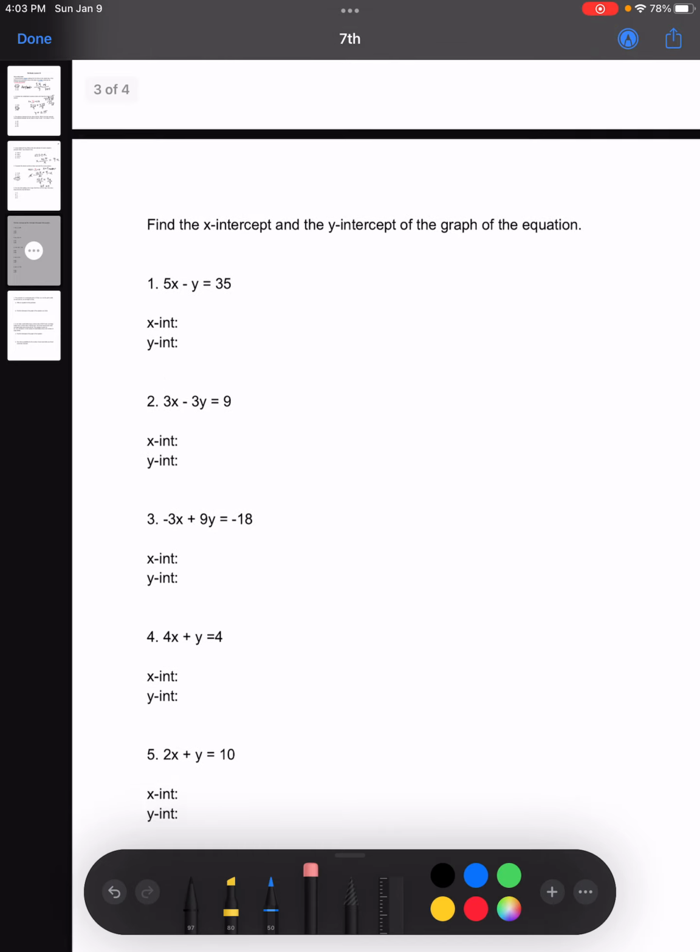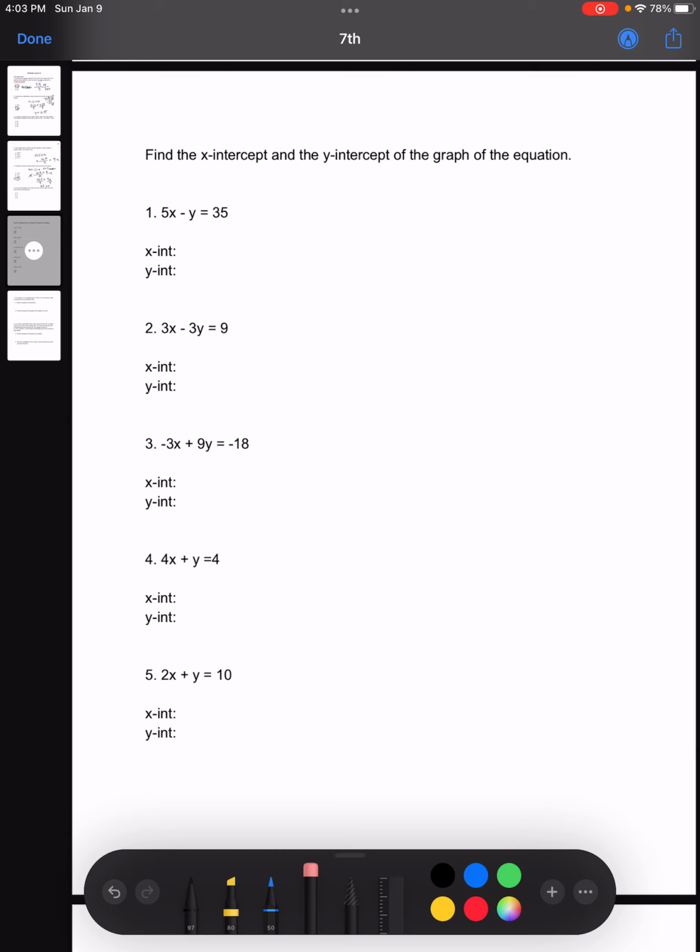Let's move on. We can do one of these. Let's look at number 1. Find the x-intercept and the y-intercept of the graph in the equation. So they want us to find the x-intercept and the y-intercept.